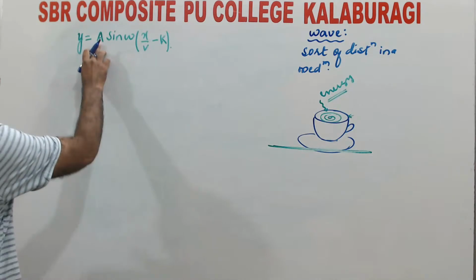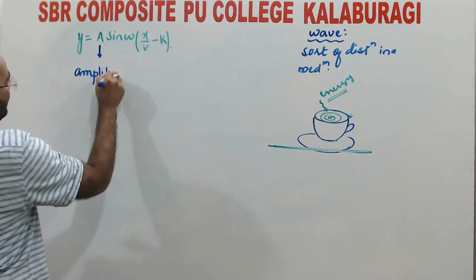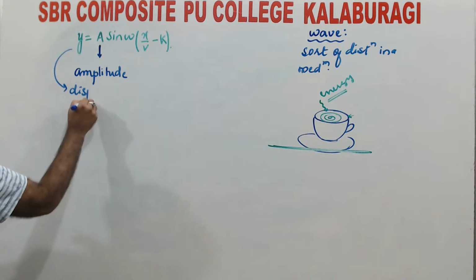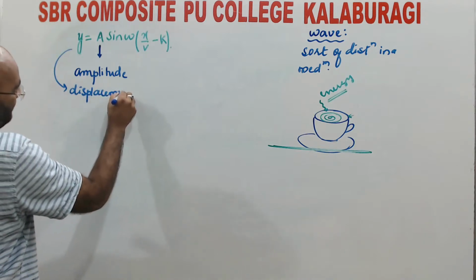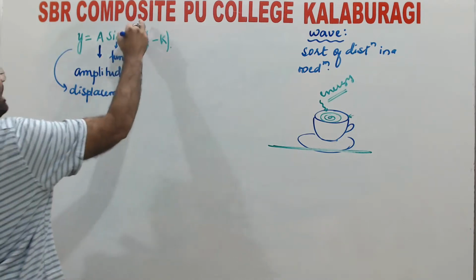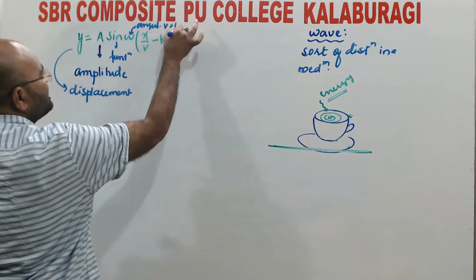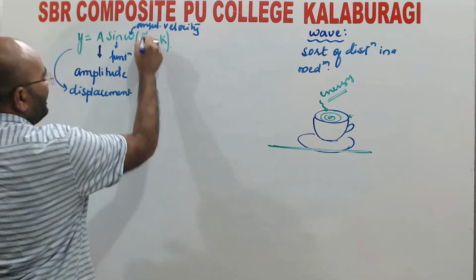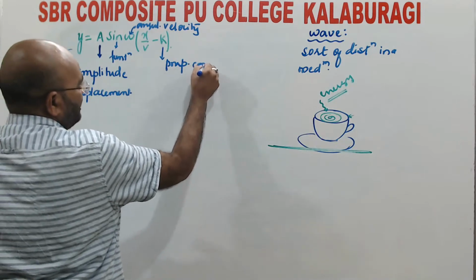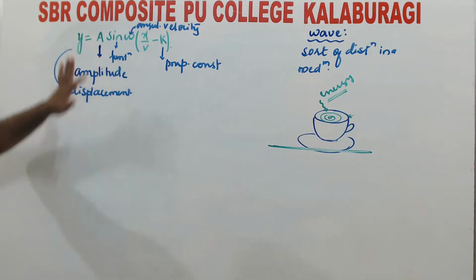Okay, then A stands for amplitude. Y stands for displacement. Sine stands for function. Omega stands for angular frequency or angular velocity. Then K is called the propagation constant. And here, the amplitude of a wave.